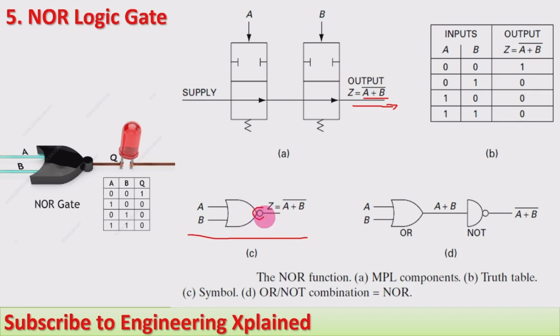And symbolically it can be represented as output Z is equal to A plus B, inverse of that. The NOT symbol we are going to use, that is A plus B inverse, and the OR gate and NOT gate together also we can show in the symbol. That is about the NOR logic gate, which we are going to use in the circuit.